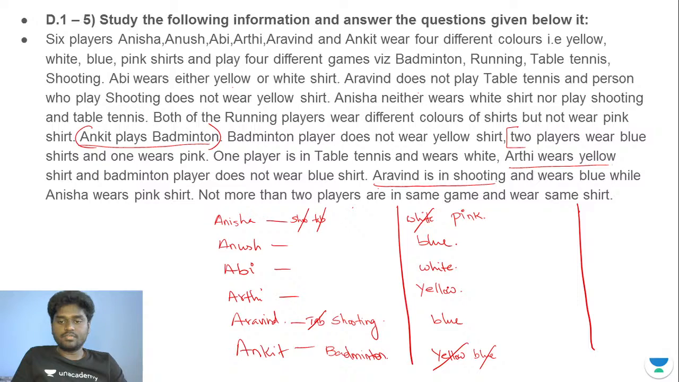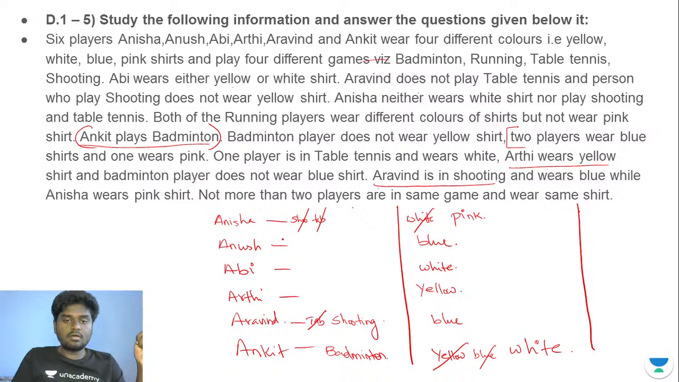So you have yellow, white, blue, pink, and white. Right? So definitely blue you have, so definitely it's going to be white for Ankit. Okay. The respective colors of the 6 players, we have got it.